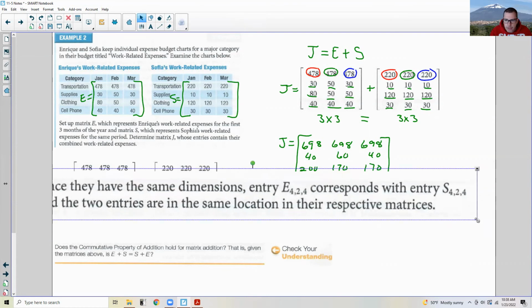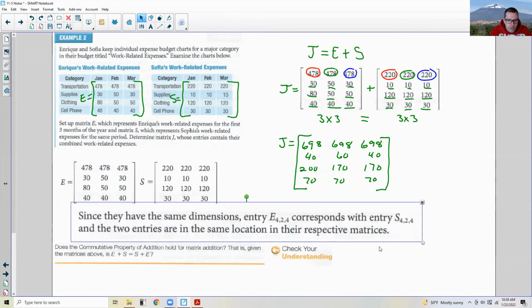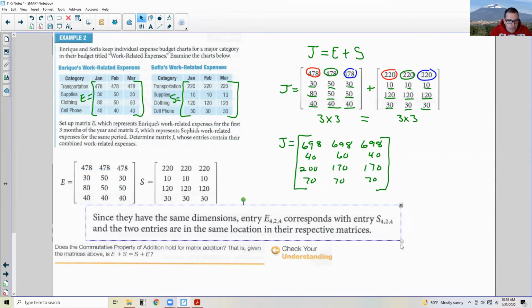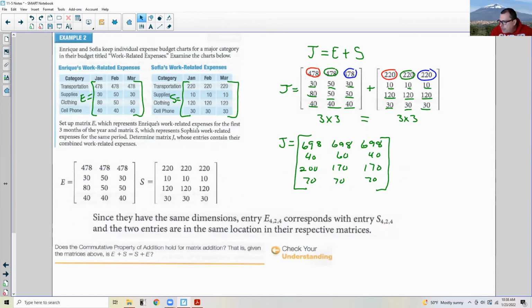Let's make this smaller so we can read it. This is for any teachers who might be watching this as well. This is page 703 in the textbook. It says, since they have the same dimensions, entry E4,2,4 corresponds with entry S4,2,4, and the two entries are in the same location in their respective matrix. Well, there aren't 3 dimensions in matrices, so this 4 should not be there.